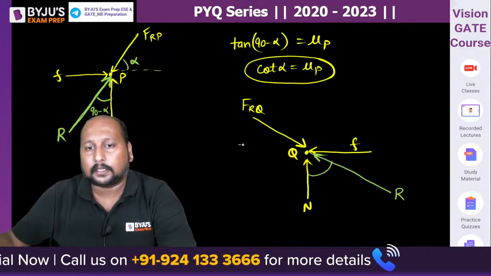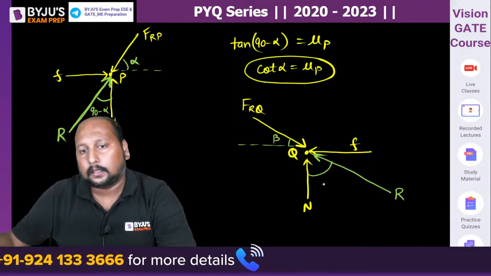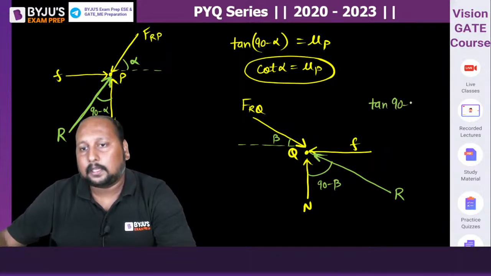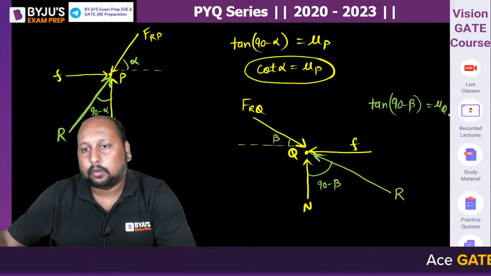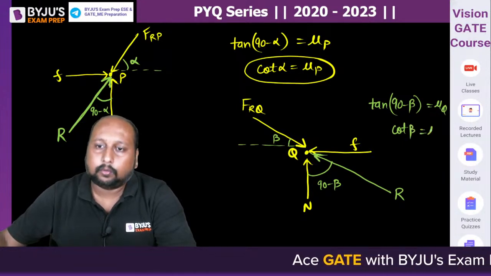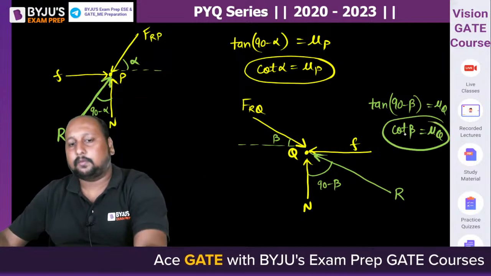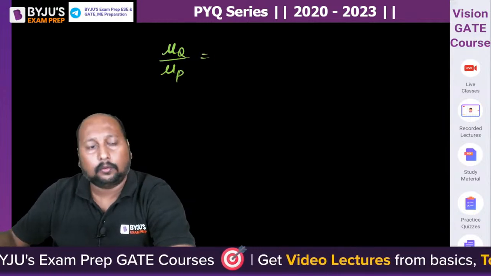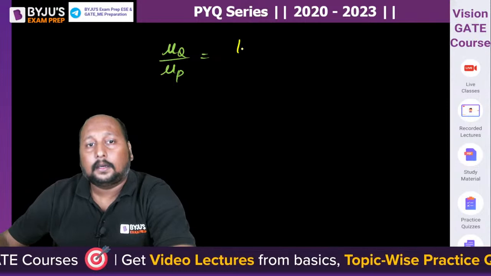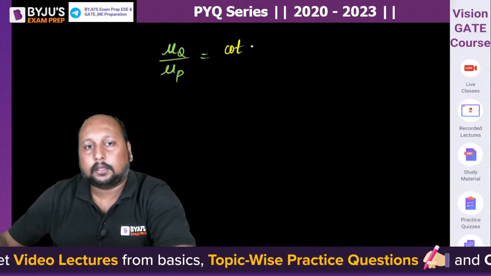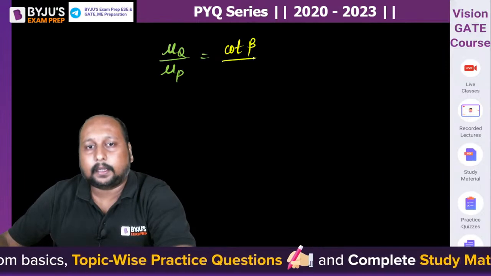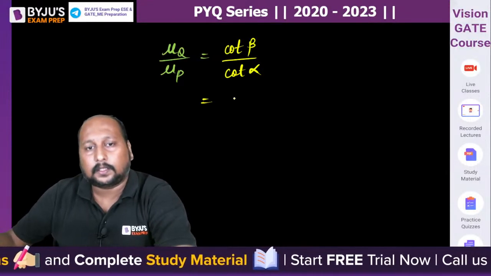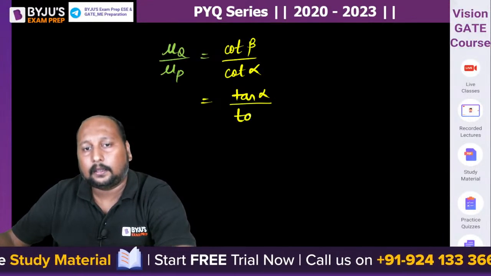This angle is the angle of friction. This is beta. This is 90 minus beta. So can I say tan 90 minus beta is equal to mu Q, or cot beta is equal to mu Q, right? We got the two relations. We can now easily calculate mu Q by mu P. So mu Q by mu P is equal to cot beta by cot alpha. So this is equal to tan alpha by tan beta.